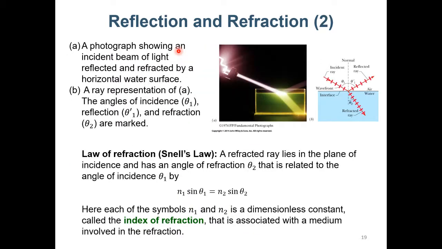As you know, for this equation, if n2 is larger than n1, then theta 2 should be smaller. So, for example, if you have an incident wave from the water to the air, then the refracted angle should be larger than the incident angle. So if you try to make the incident angle very large, then the refracted angle will be 90 degrees or even larger.